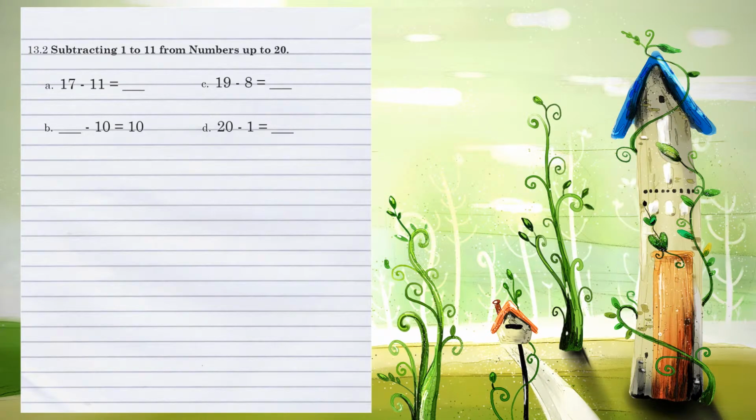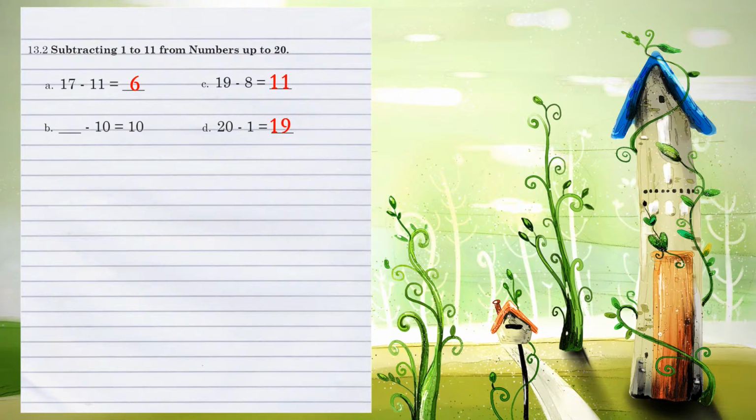13.2, subtracting 1 to 11 from numbers up to 20. Let's look at example A, 17 minus 11. We're going to start off subtracting the ones position. 7 minus 1 is 6 in our answer. Then we're going to subtract the tens position. 1 minus 1 is 0, but you don't have to put the number in front of the 6, so we leave the answer as 6.